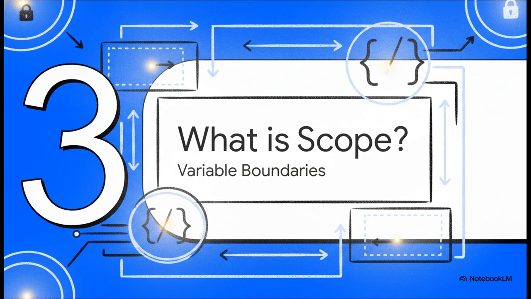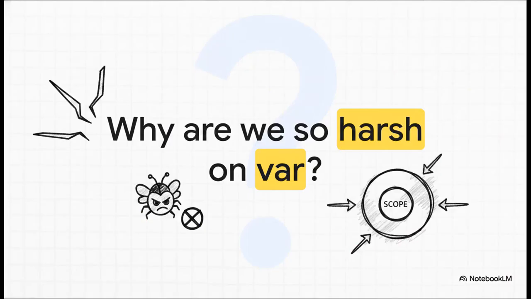Which leads us to Section 3, what is scope? This builds directly into that core concept of scope. Scope is all about the boundaries in your code, where these variables are actually allowed to exist and be accessed. But before we break those boundaries down, I want you to really think about this question. Exactly why are we so harsh on the var keyword?